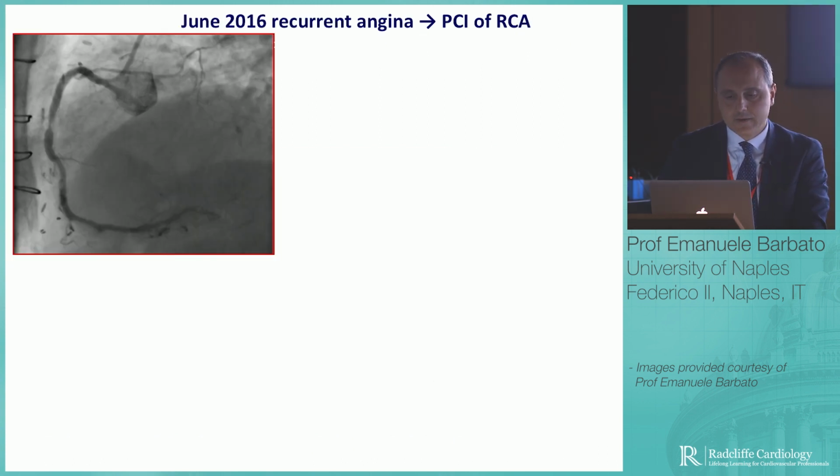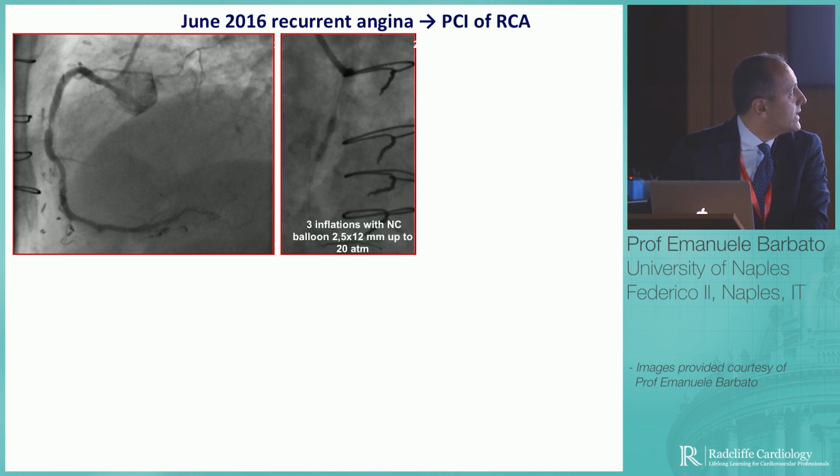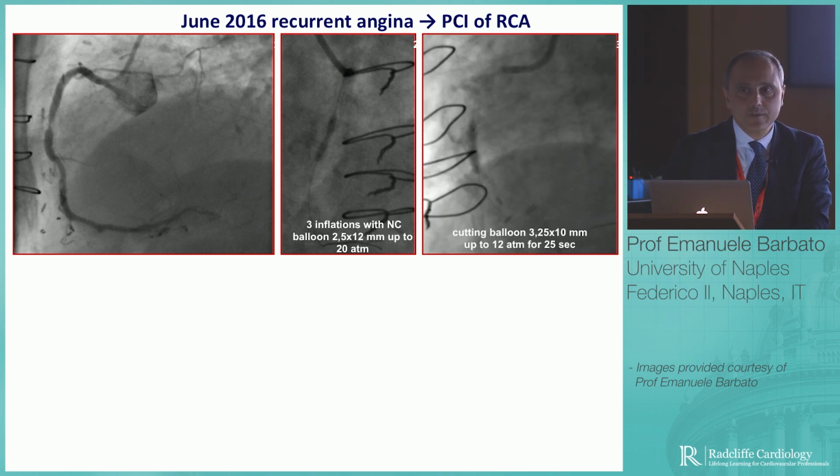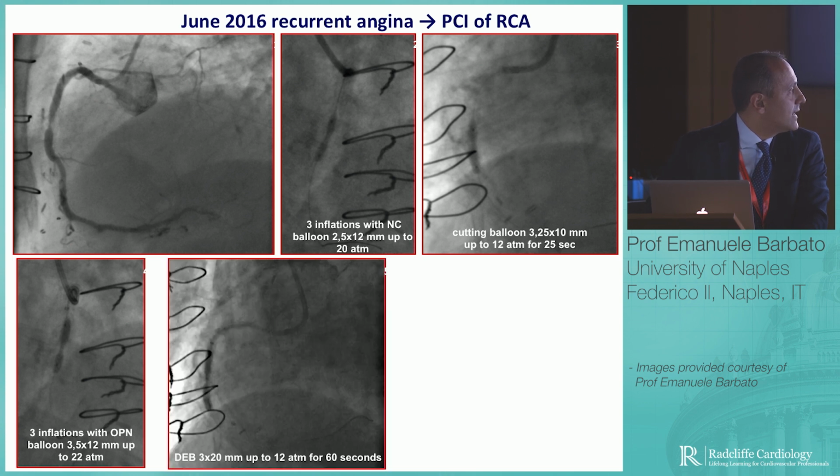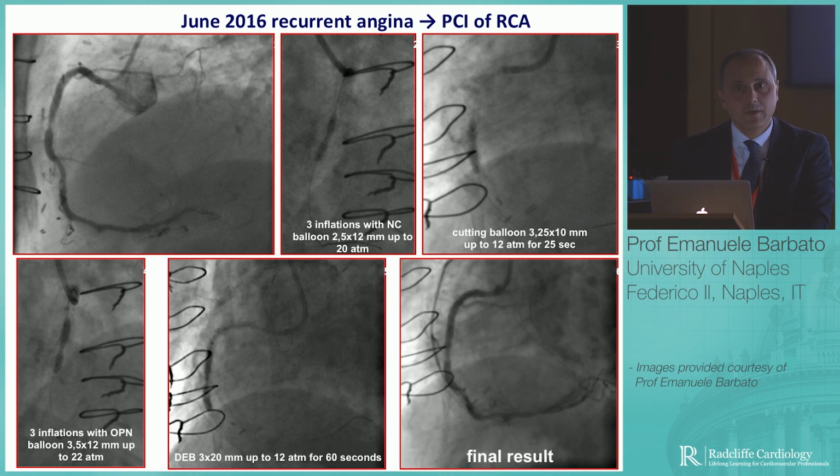The patient came back a few months after this procedure with recurrent angina, restenosis at that level. A lot of balloon dilatation was done there, even cutting balloon within the stent, an OPN balloon, 3.5 by 12. You see this nice waist. And of course, it ended up with the drug-eluting balloon with a suboptimal final result.